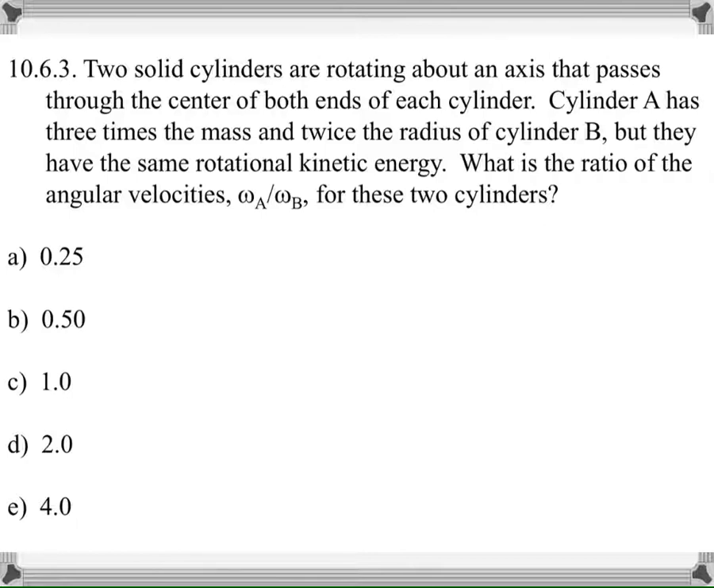We have two solid cylinders. They are rotating about an axis that passes through the center of both ends of the cylinder. Cylinder A has 3 times the mass and twice the radius of the cylinder B, but they have the same rotational kinetic energy. What is the ratio of the angular velocities of these two cylinders?